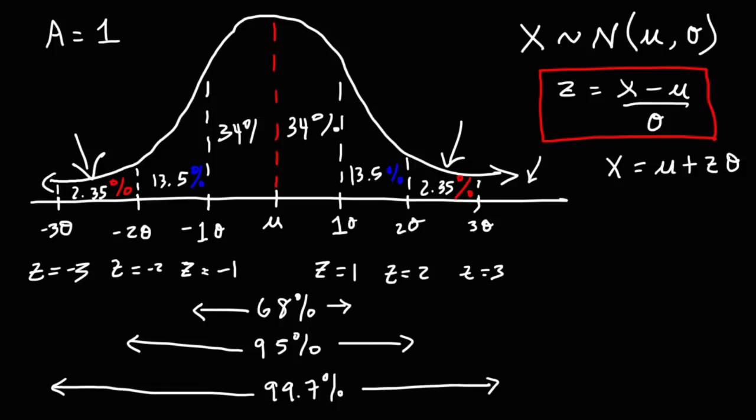But to find the remaining part, it's going to be 100 minus 99.7, which is 0.3. Divide that by 2. And so there's a 0.15% chance of getting an x value beyond 3 standard deviations. So those are the values when using the empirical rule to solve probability questions relating to the normal distribution.